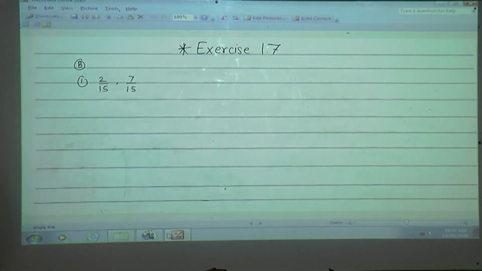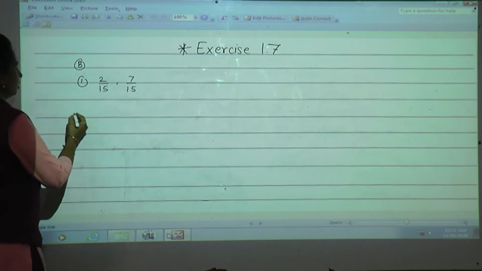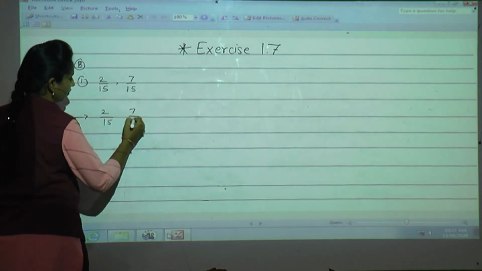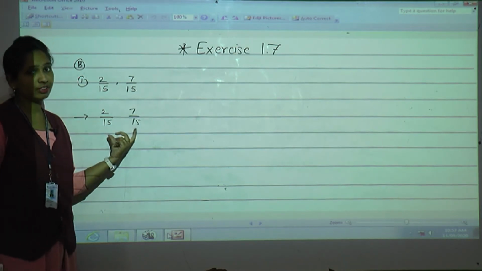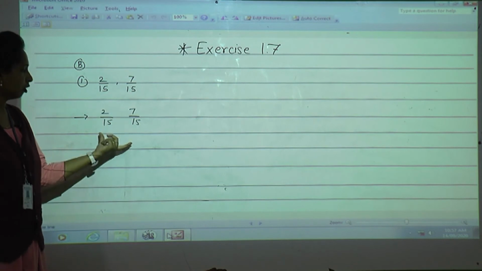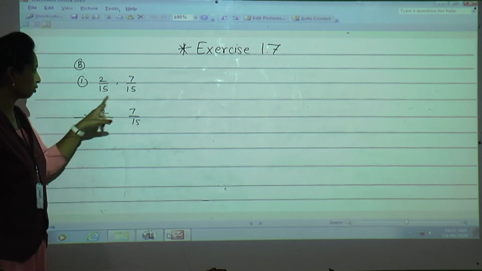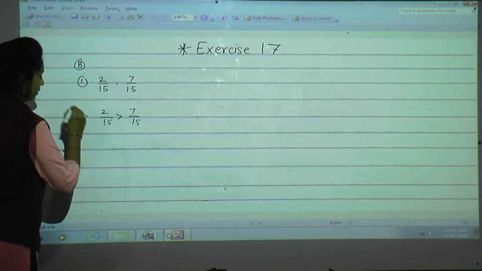See, just the difference is what? We have to give the symbol to the smaller number. Now can you compare 12 upon 15 and 7 upon 15? Why am I writing directly? Because the denominators are same. These are like fractions. When the denominators are same, we can compare with the numerators. What are the numerators? 12 and 7. Which is smaller? 7. So give arrow.